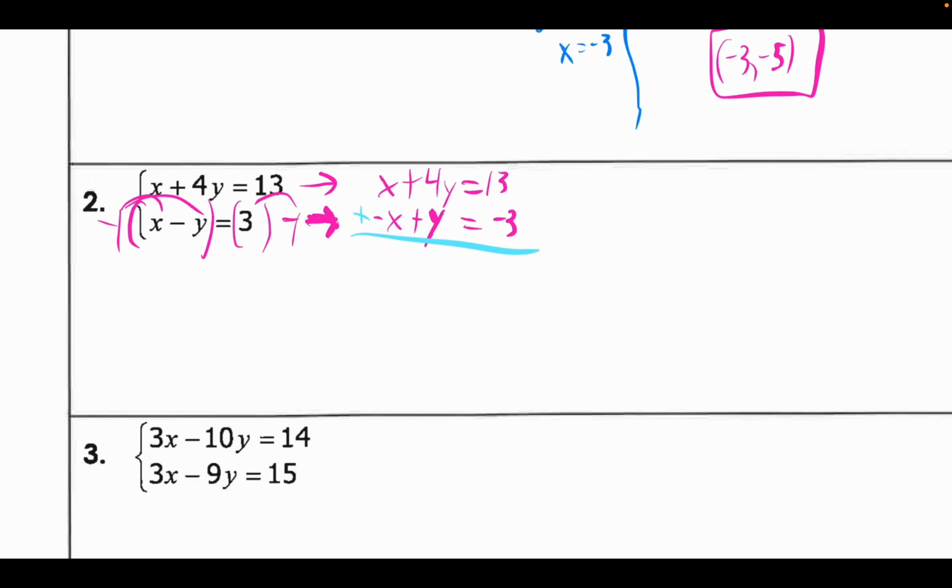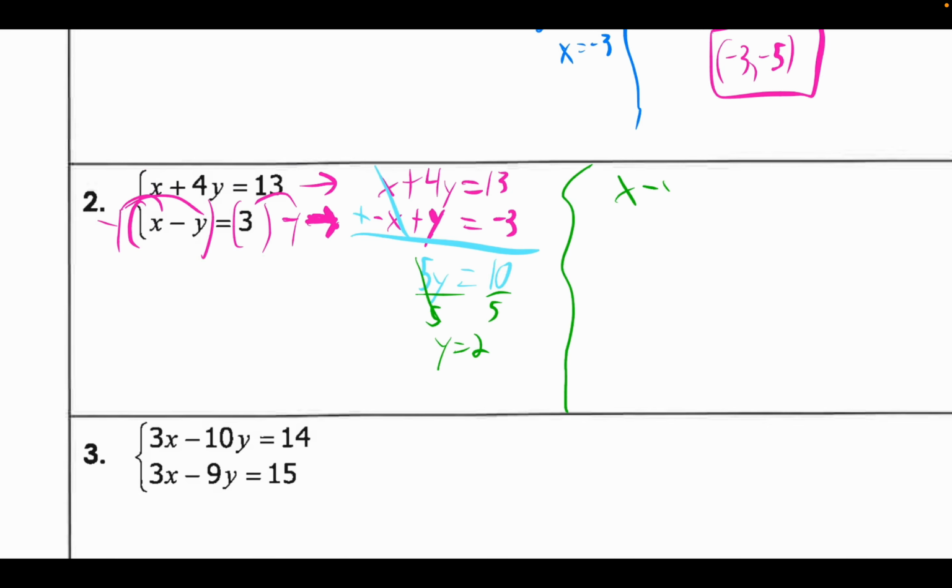And now I add these equations and the x's do eliminate. I end up getting 5y, and I end up getting that equal to 10. And this very conveniently works out to where I can divide each side by 5, and y equals 2. Now I need to go back and plug this into either of the original two equations. I'm going to pick this bottom one here because the numbers are much smaller to deal with.